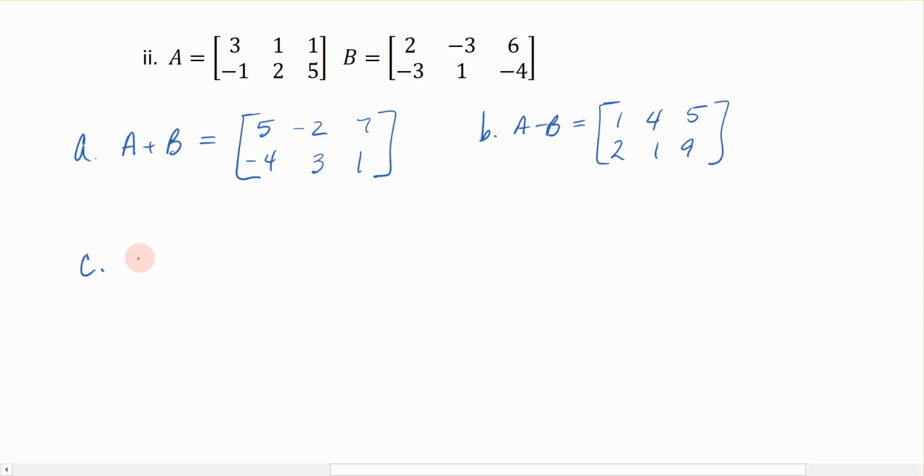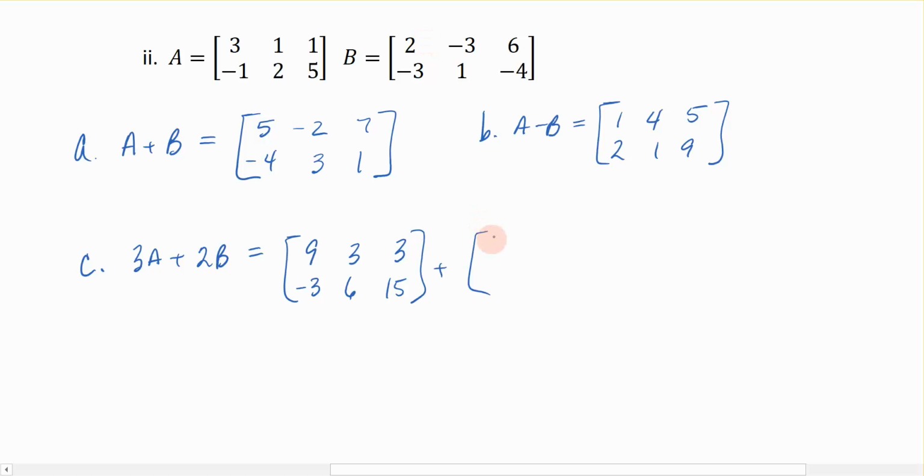And finally, let's say 3A plus 2B. I am going to multiply matrix A by 3, and I'm going to rewrite it down here. So 3 times 3 would be 9. 3 times 1 is 3. 3 times 1 is 3. Second row, 3 times negative 1 is negative 3. 3 times 2 is 6. 3 times 5 is 15. And I am going to add that to 2 times the B matrix.